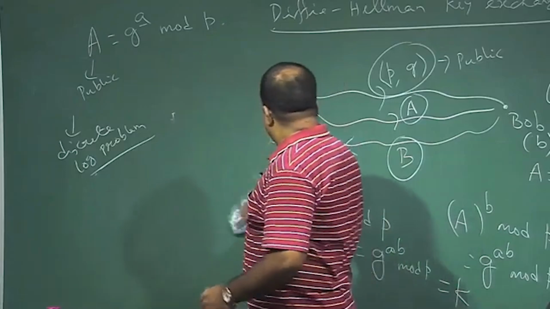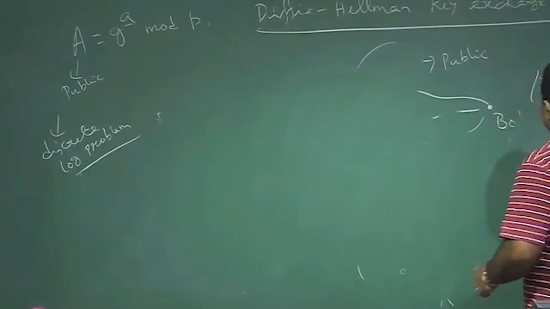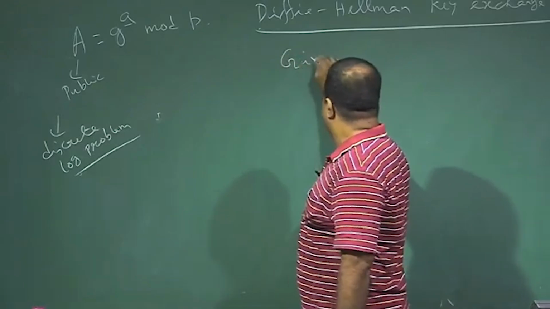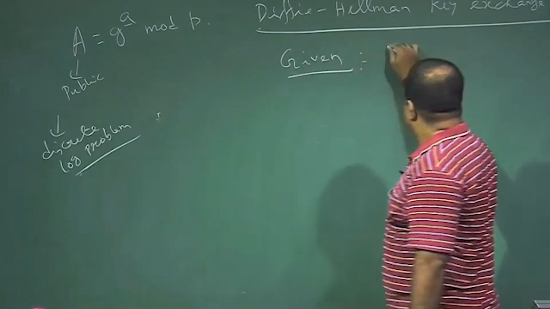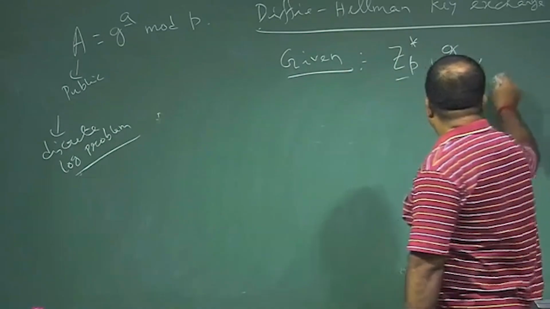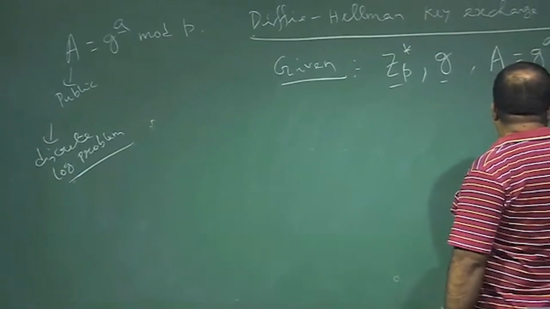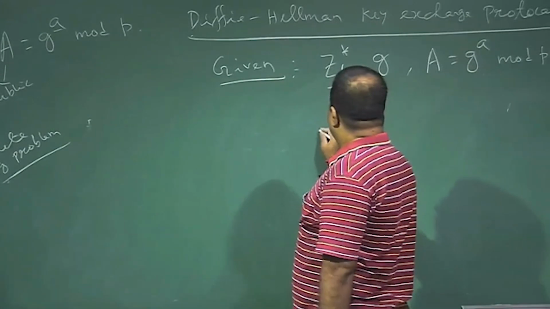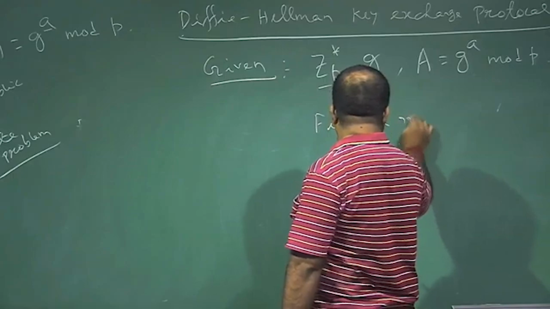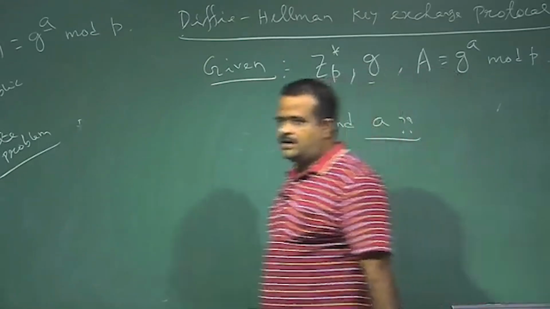So what is the discrete log problem? Given Z_P star, where P is public and the generator G is public, and A is known, which is basically G to the power a mod P, given this, we need to find a. This problem is called the discrete log problem, and this is usually hard if P is large.